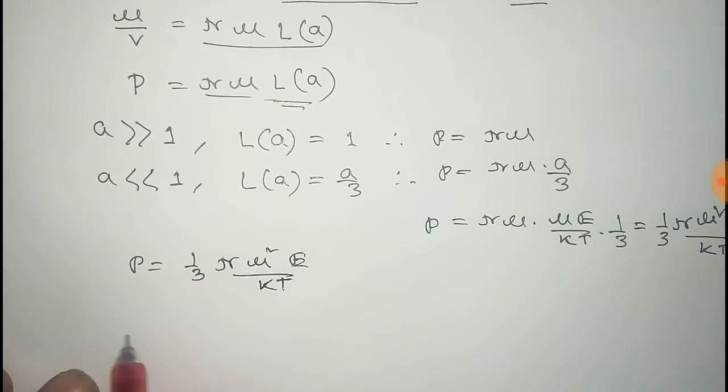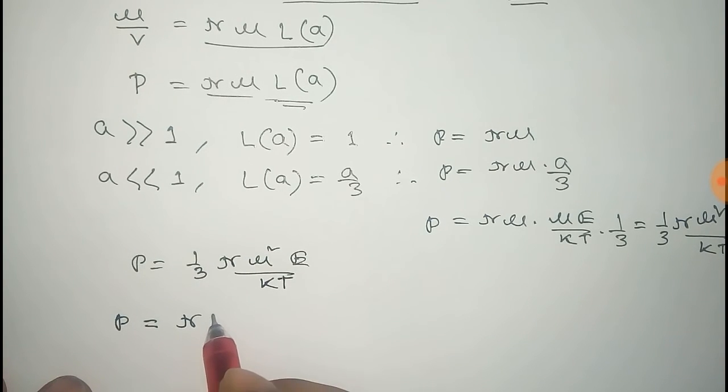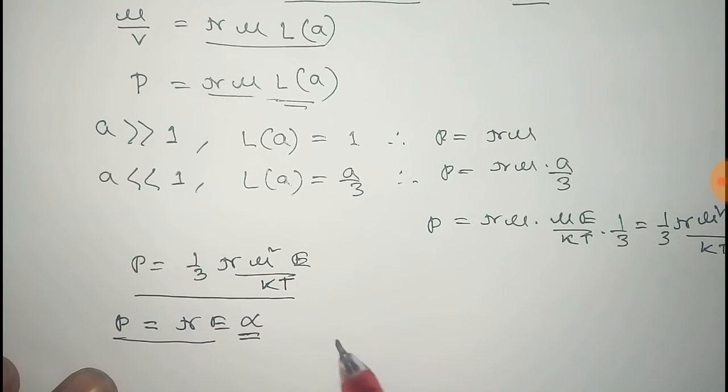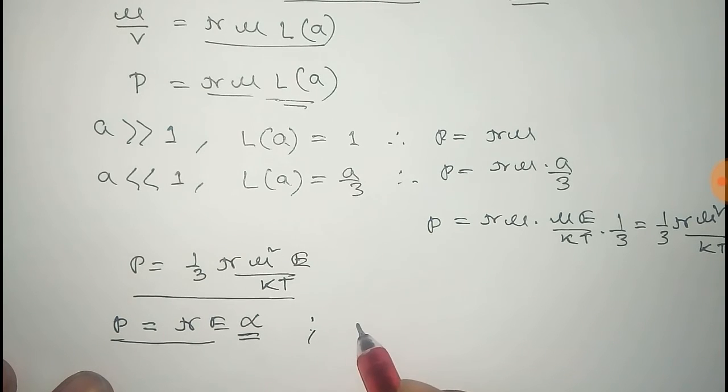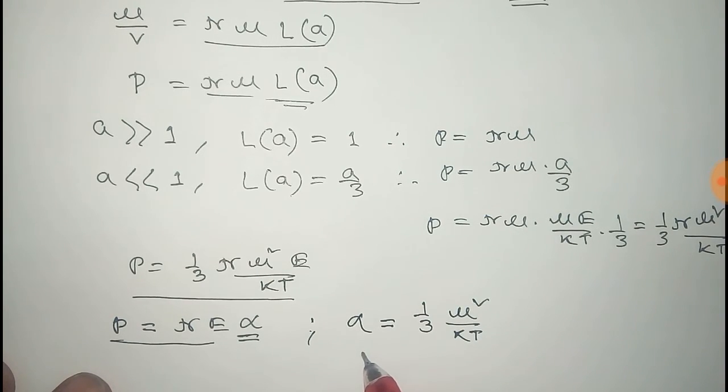Now we know that polarization P is equal to n into alpha into E. Alpha is called the polarizability. So comparing these two equations, we get the value of alpha, that is polarizability, equal to 1/3 mu square by kT. Thus we get the orientational polarizability, alpha, equal to 1/3 mu square by kT.